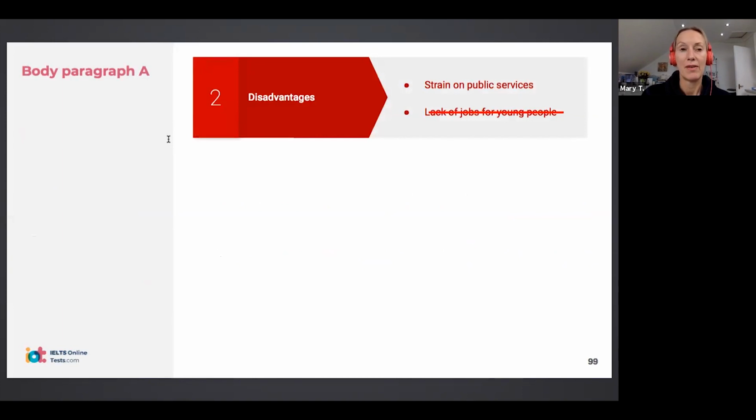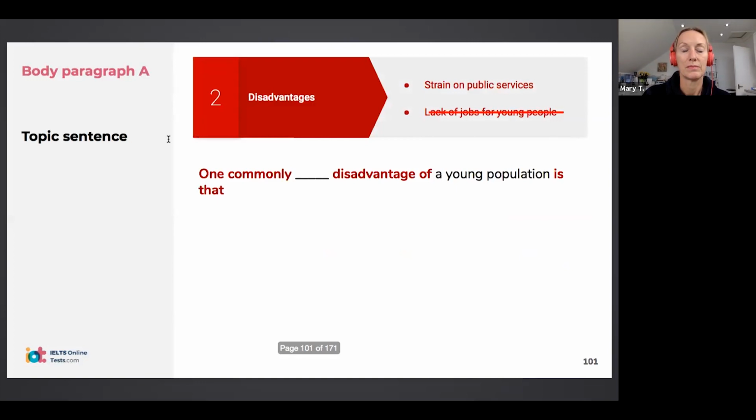Okay, so now looking at the first paragraph, the disadvantages. Right, so you start with a topic sentence. So one commonly something disadvantage. Which word could make sense here? One commonly known. Yeah, known is good. Any others? Okay, so we've chosen cited. Cited. So that just means that something that a lot of people say.